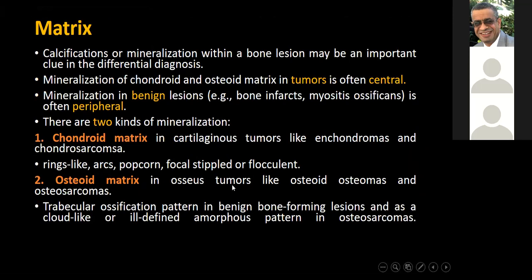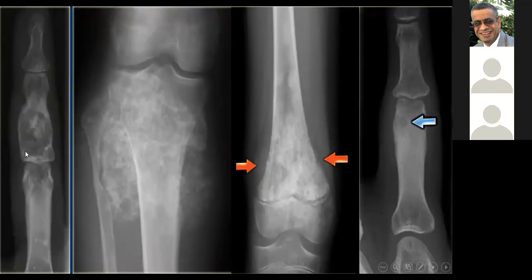The osteoid matrix seen in osteoid tumors like osteoid osteoma and osteosarcoma has a trabecular ossification or cloud-like or ill-defined amorphous pattern. This is a case of enchondroma with chondroid matrix, and this is a case of chondrosarcoma, which also has chondroid matrix. On the right, there is a trabecular pattern of osteoid matrix in a case of osteoid osteoma, and this is a cloud-like type of osteoid matrix seen in sarcoma.